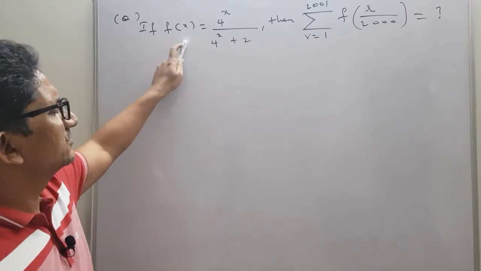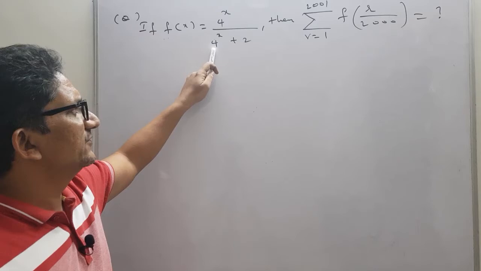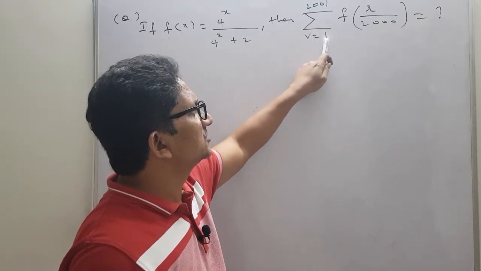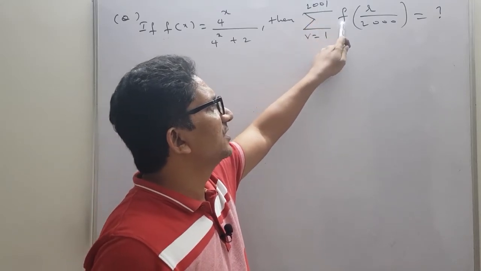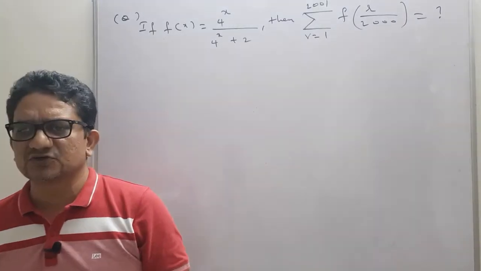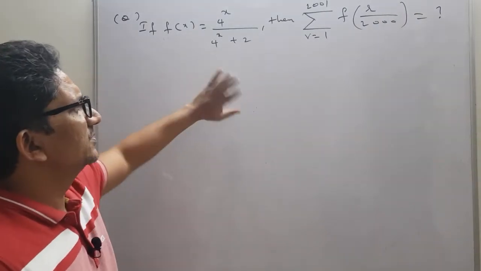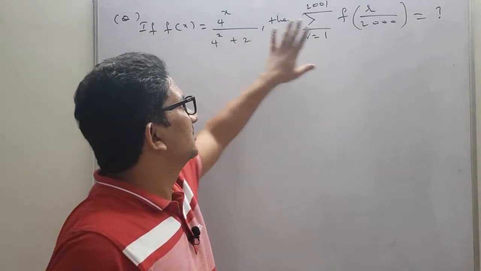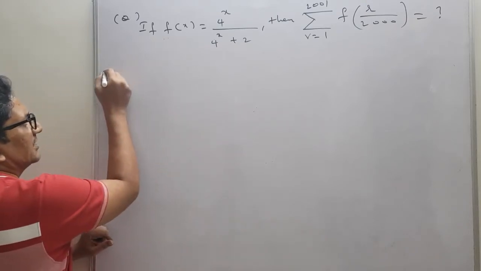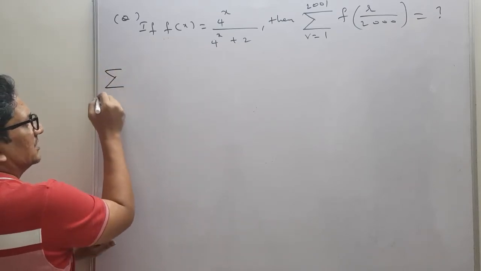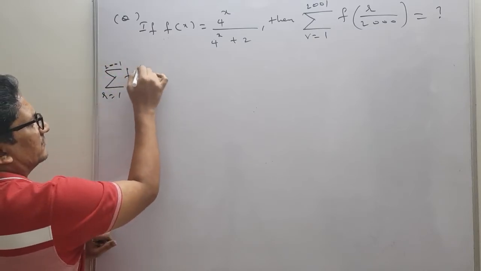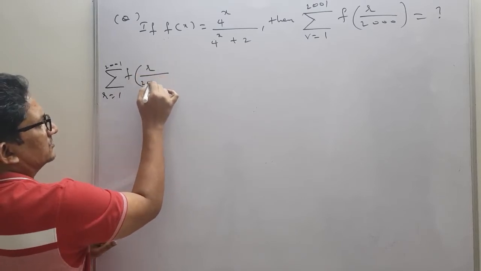If f of x equals 4 to the power of x divided by 4 to the power of x plus 2, then summation of r equals 1 to 2001 f of r divided by 2000, the sum equals how much? Okay, somewhat similar to the previous question, we want the sigma using this f of x. Now we will check: if we expand the sigma, what do we actually get? That is sigma r equals 1 to 2001 f of r divided by 2000.